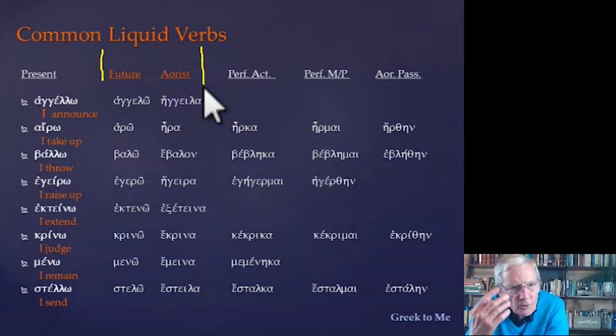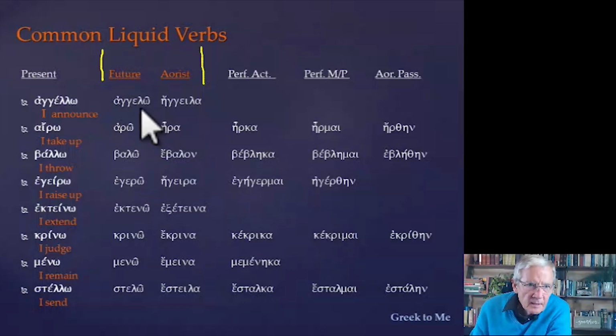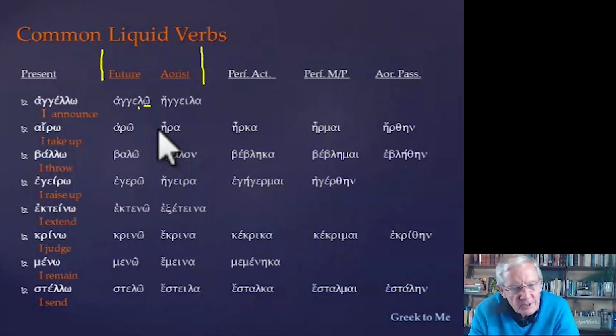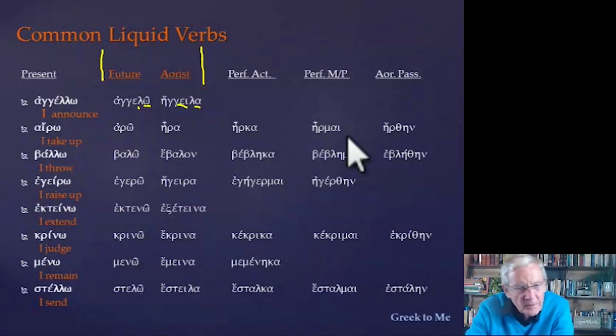So angelo with two lambdas in the future becomes angelo with one lambda. You'll see the one lambda there, and you'll see the omega with the circumflex accent. Look at the first aorist, angela. Well, there's an augment at the front with the eta. There's a little bit of a spelling change, and then we are left with the alpha. So that's first aorist, active indicative first singular. I announced.